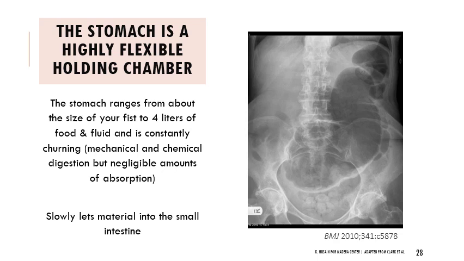So you can have tons of food and fluid, and it's constantly turning and moving around. It has really unique muscle, so it accomplishes tons of mechanical and chemical digestion. It does a very tiny amount of absorption, and it also makes something called intrinsic factor, which is important for absorbing certain vitamins. And then it slowly lets material into the small intestine.